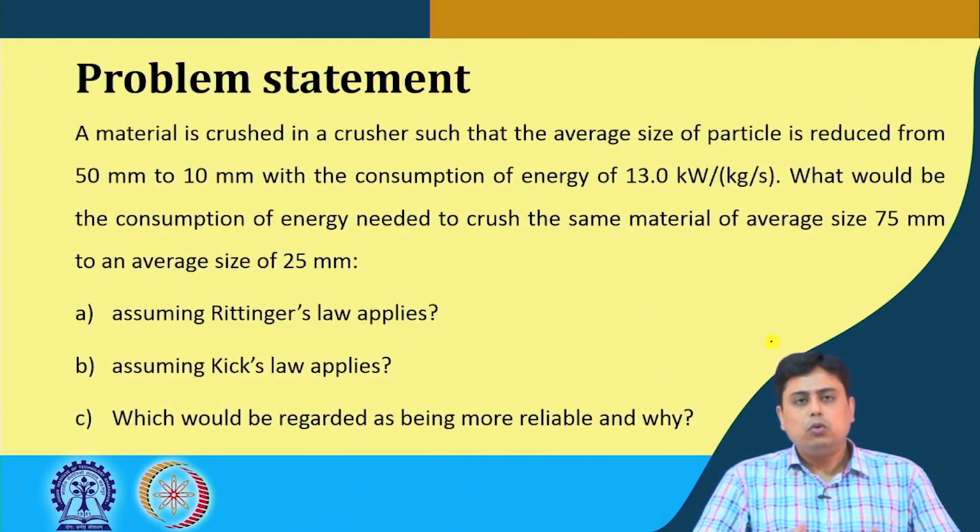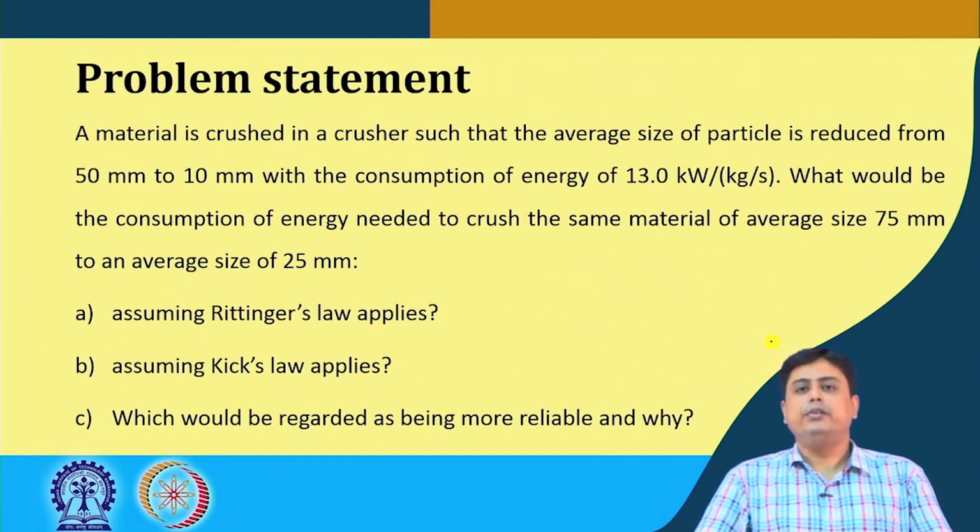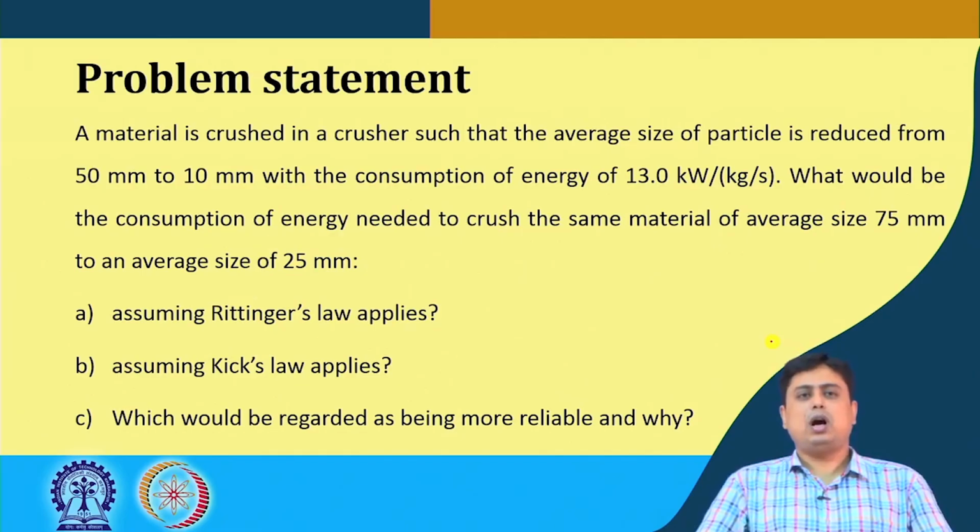Now, we move on to one problem to see how these expressions are used, and which one would give more reliable predictions. The question is: a material is crushed in a crusher such that the average size of particle is reduced from 50 millimeter to 10 millimeter with the consumption of energy of 13 kilowatt per kg per second. That means 13 kilojoule per second per kg, that is, 13 kilojoule per kg.